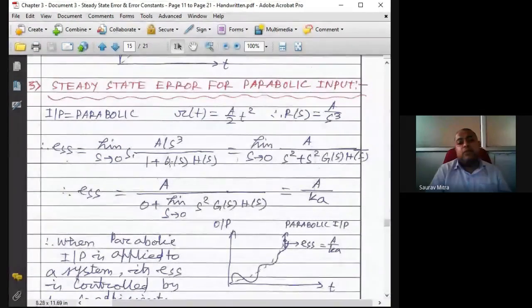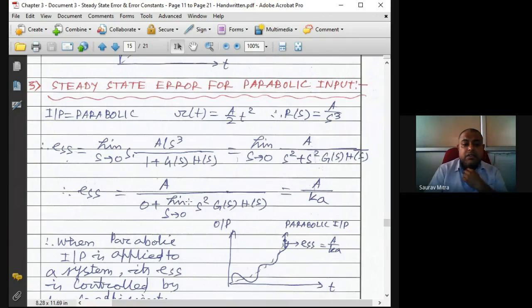Third case, if it is a parabolic input, then r(t) is equal to A by 2 t square, R(s) equal to A by s cube. In that case, what will be the steady state error? Steady state error will be A divided by Ka. And how to find Ka? It is limit s tends to 0 of s square into G(s)H(s).